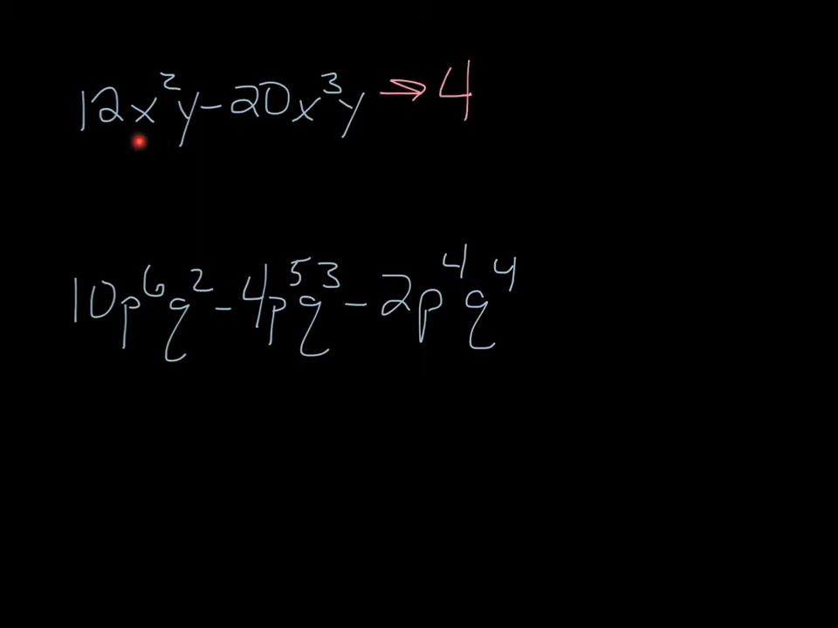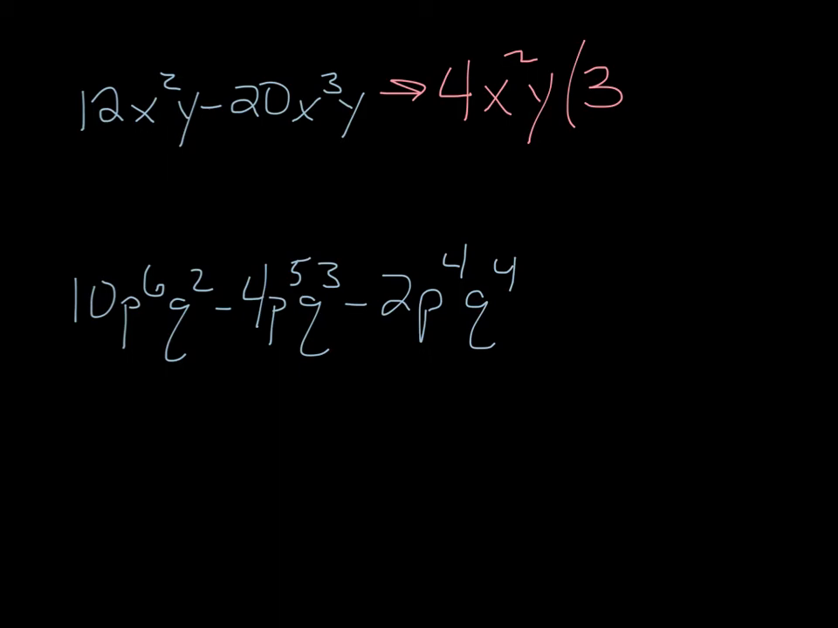What's the biggest amount of x's we can take out? Well, we can take out an x squared, and then we can take out a y. And now we're going to go back through. What times 4x squared y gives us 12x squared y? Okay, so you can go through this one step at a time, just kind of like how we decided what our greatest common factor is. What times 4 gives us 12? 3.